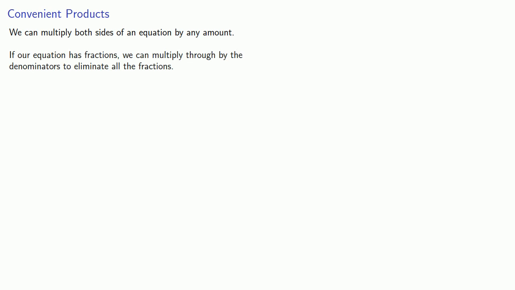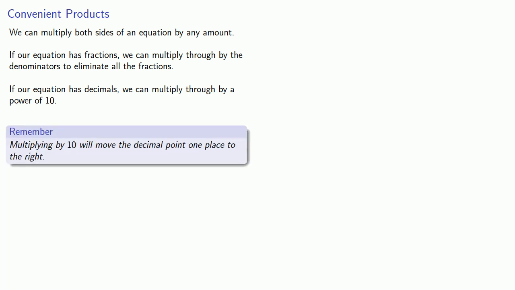So remember, we can multiply both sides of an equation by any amount. If our equation has fractions, we can multiply through by the denominators to eliminate the fractions. And if our equation has decimals, we can multiply through by a power of 10. And the thing to remember is that multiplying by 10 will move the decimal point one place to the right.